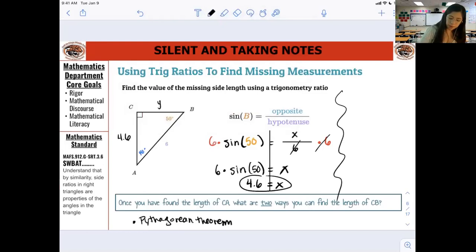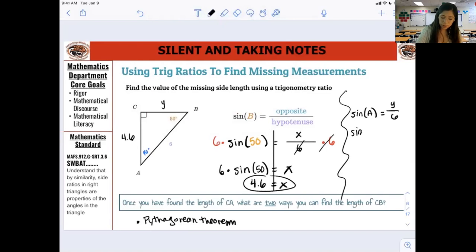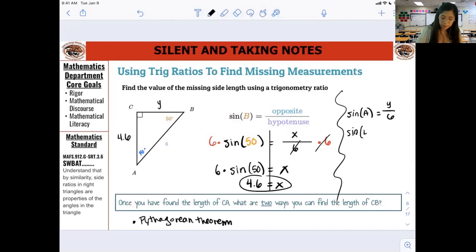Okay, let's see if that works. Sine of A. What would the sine of A be? Sine of A would be y over 6. Good. And we know that A is how many degrees? A is 40 degrees. So that totally works. You're right. So the sine of 40 is y over 6.